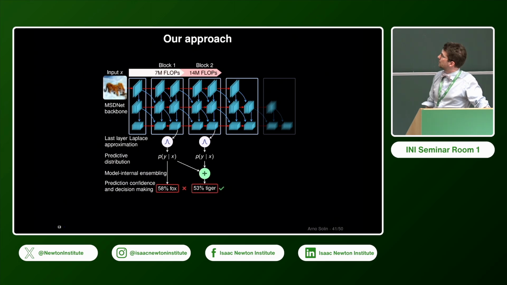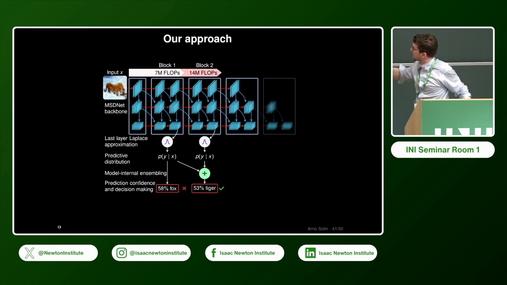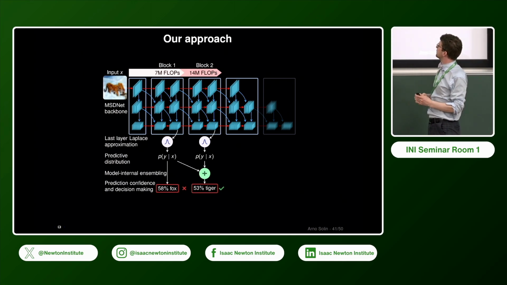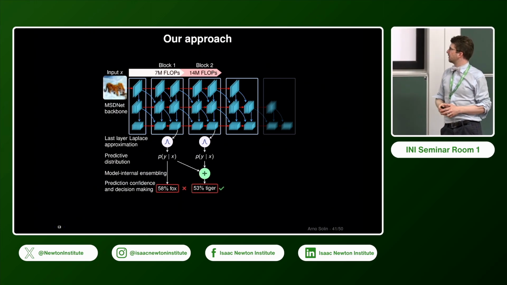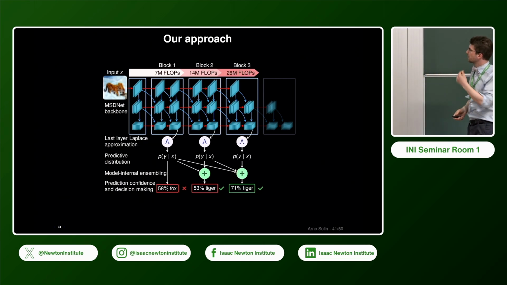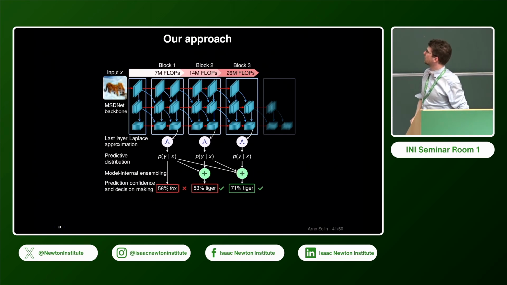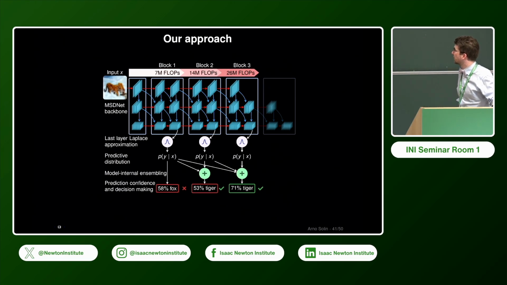Then we move to block 2, and that's 40 million flops. We do basically the same thing. We evaluate the predictive distribution here, and then we do something called model internal ensembling, where we actually use both the heads from the model. And now it's 53% sure it's a tiger. Then we move forward, and it's still 53%, not very good. So then we unlock block 3, and it says it's 71% certain it's a tiger, and we have a threshold of 70%, so we never unlock block 4 here. That would have been a lot more compute, and it would have been a tiger according to that block as well, but we never got that far.